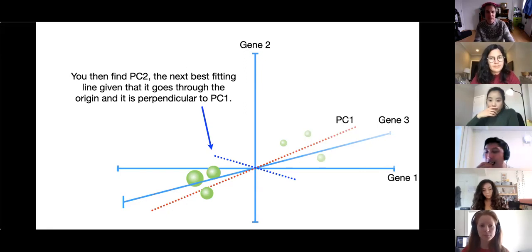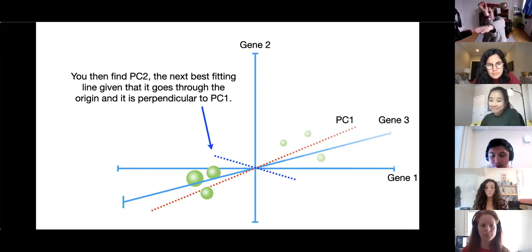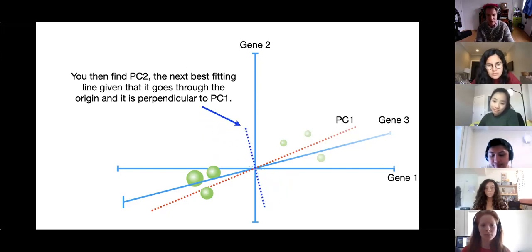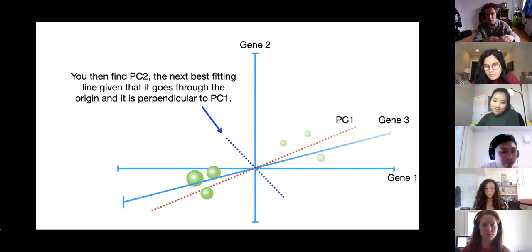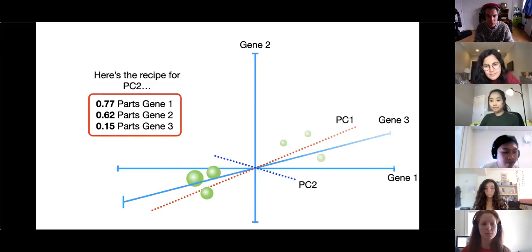Then you find PC2, the next best fitting line, given that it goes through the origin and is perpendicular to PC1. A lot of people have trouble with this. You have to imagine that the line right now is going like this, like my arm, and PC2 is going to rotate around like this. A lot of people online, when they look at my video, say, that is not perpendicular. But it is, because we've got some weird 3-dimensional thing. You can imagine my right arm being perpendicular and rotating around my left arm. So that gives us PC2 and the recipe for PC2.